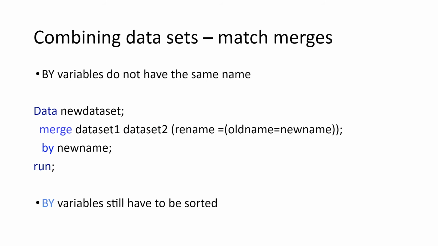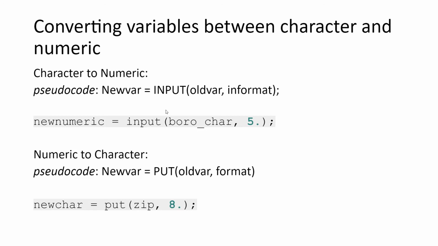And if by variables do not have the same name, we can always rename them so that we can use them to merge, and then remember to keep these variables sorted. And as we looked at previously, we can convert variables between character and numeric whenever we have issues when merging. So we use the input and put functions to go from one variable or data type to the other. So from numeric to character, we use put. From character to numeric, we use input function.